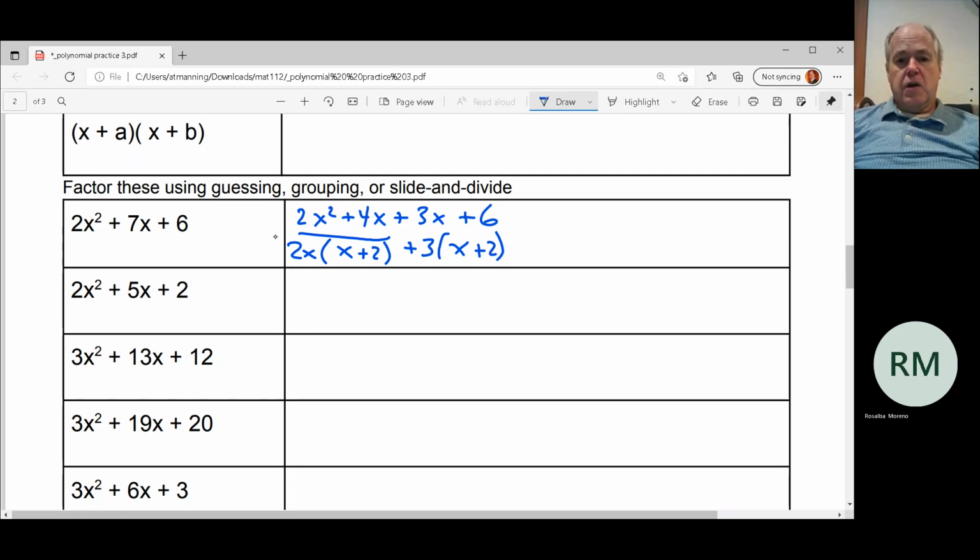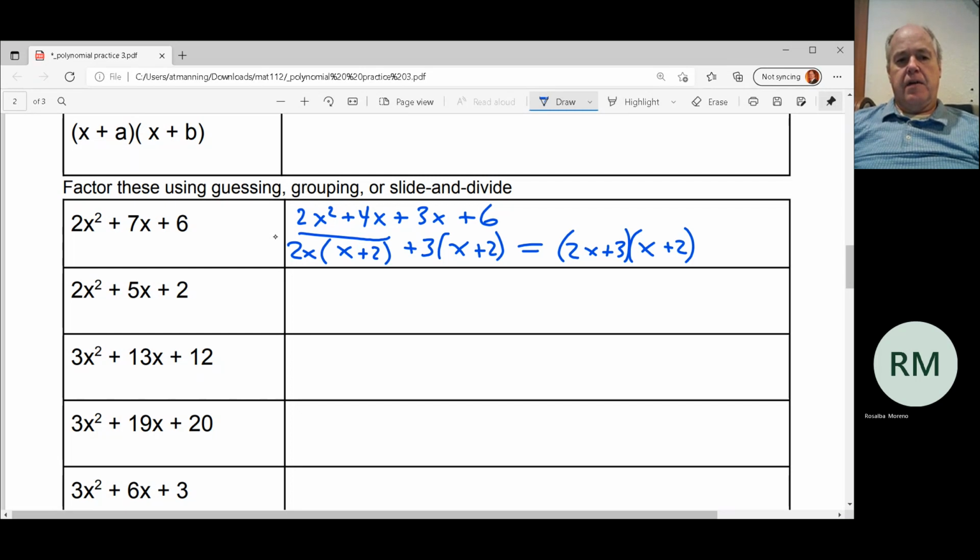Now, they don't really show you how you're supposed to recognize that. We'll go to the slide and divide as well and see how we can recognize that. Now I see that 2x times x plus 2 plus 3 times x plus 2 is the same as 2x plus 3 times x plus 2. And voila, I have factored this polynomial. Now let's do the slide and divide as well on this.